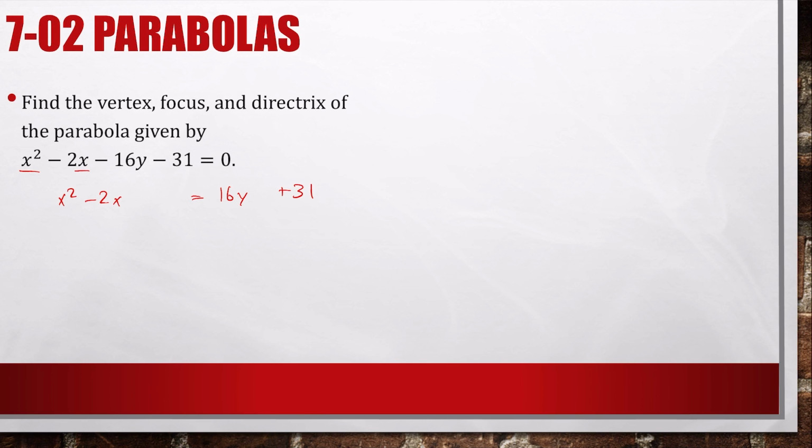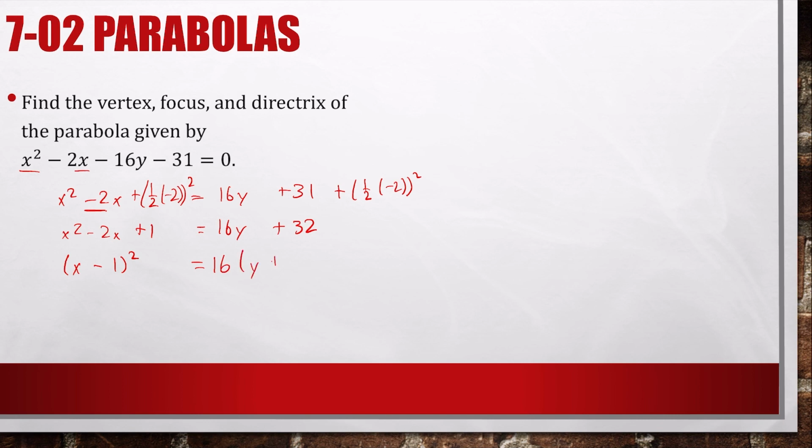And then we'll complete the square. Remember, you'll complete the square by adding 1/2 of the b term, squared. And let's do that to the other side also. Well, 1/2 of -2 is -1, squared is 1. So I have 31 plus 1 is 32. Then we can factor. This will become (x minus 1) squared. This becomes 16 times (y plus 2).